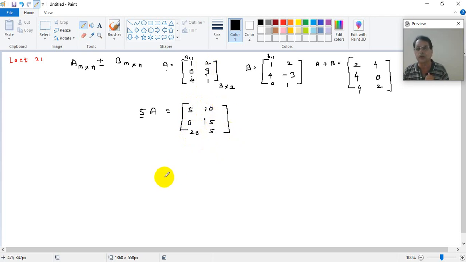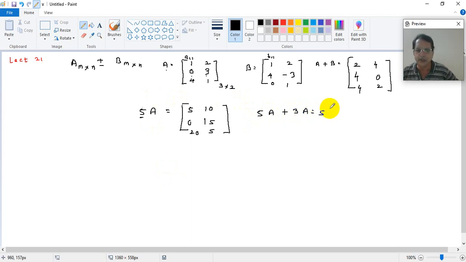People will ask you problems, right? They will give you two matrices of the same order, and then they will ask you to calculate, say, 5A plus 3B, like that. In this case, suppose I want to calculate 5A plus 3B. काय करता येईल बघा आपणाला?